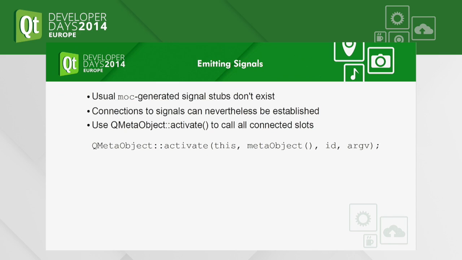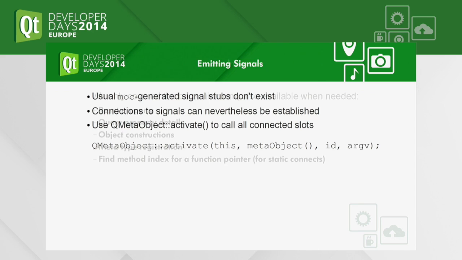Another use case where you probably need that is if you have notify signals in properties. That's also in moc-generated code. So if you want to support that, you have to implement that yourself as well. So if you see the WriteProperty call, you should check if the property has a notify signal, and if so, you call activate to call all the slots connected to the notify signal.